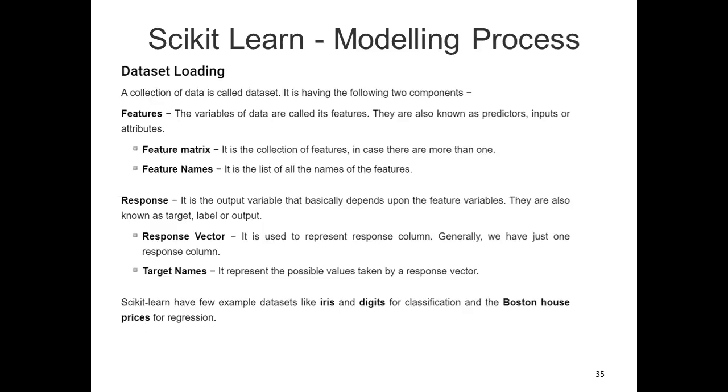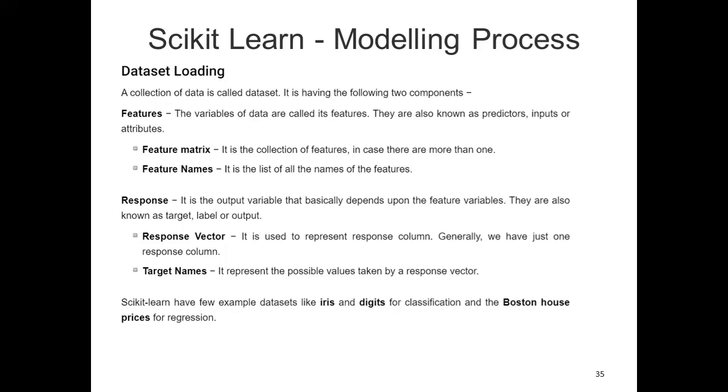It has two components: the feature matrix and the feature names. The feature matrix is the collection of features. For example, if the dataset is student detail, then student name, register number, age, and course are the features.